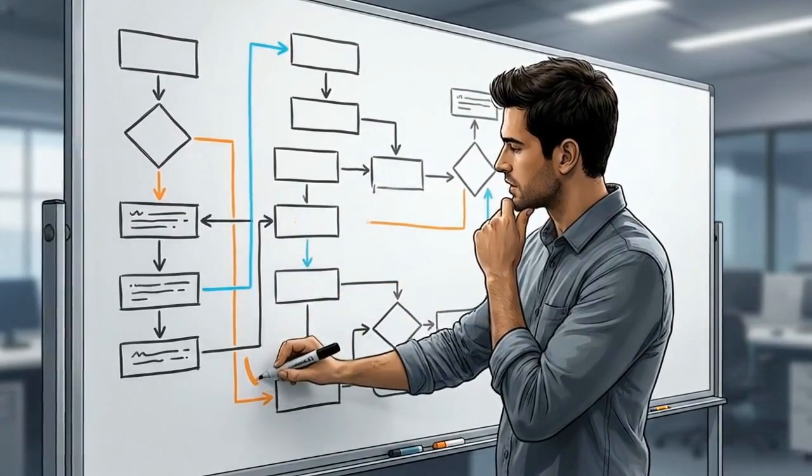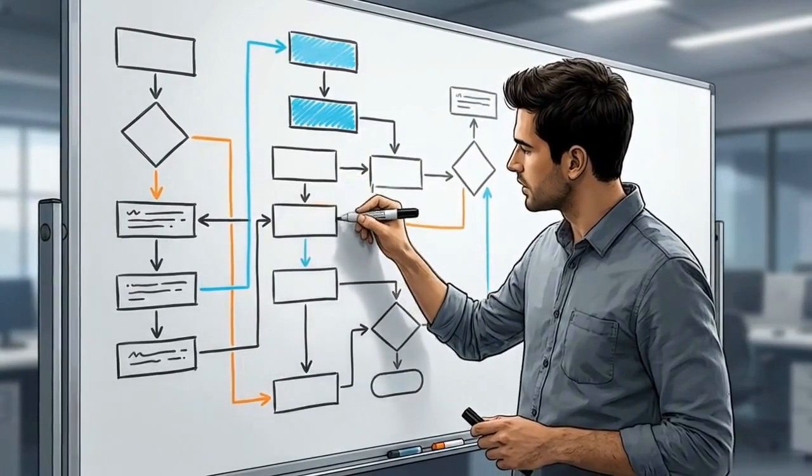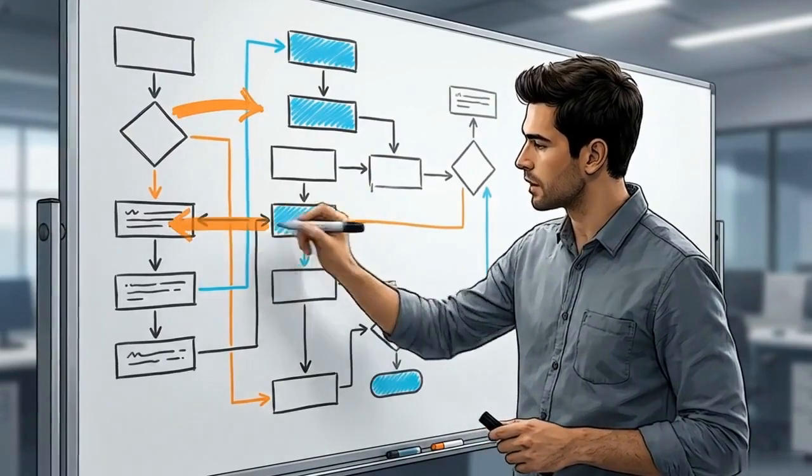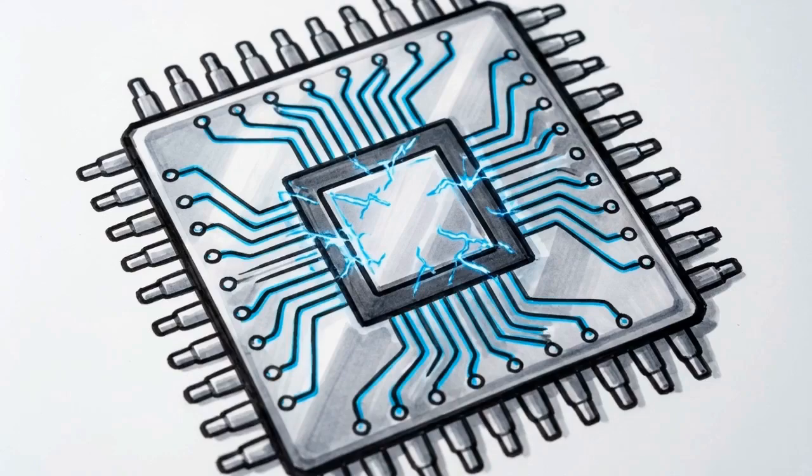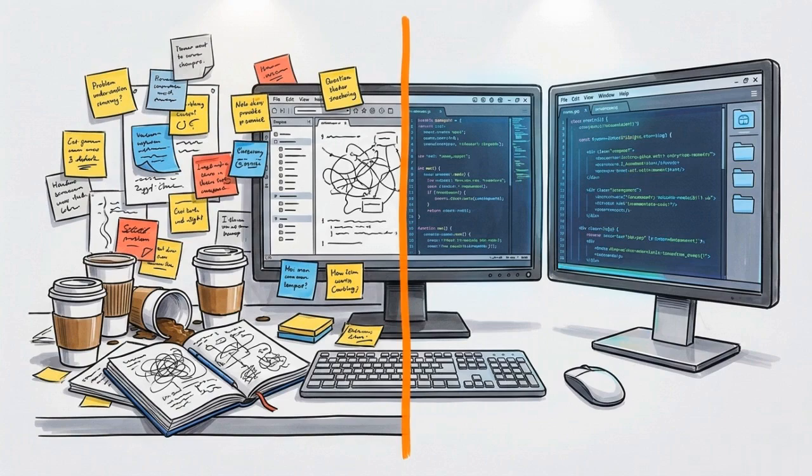Human problem solving is deeply intuitive. We skip steps, we make assumptions, we rely on context. But computers operate differently. A microchip is entirely deterministic. It only does exactly what it is told, in the exact order it is told to do it. Bridging the gap between our fluid intuition and that rigid machine execution requires an intermediate step.